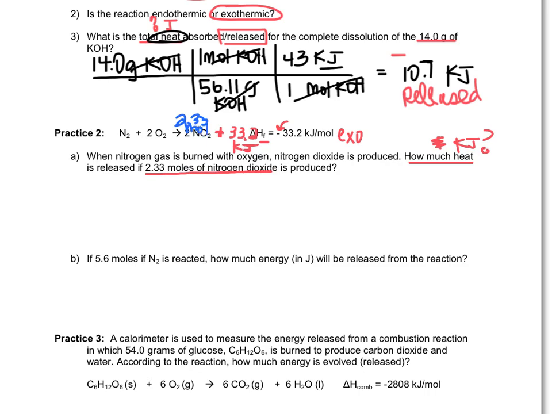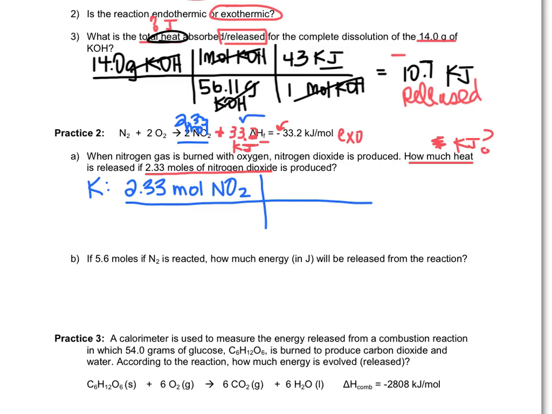And so I'm going to start with that. That's going to be my known. So my known is 2.33 moles of NO2. Now we already had this conversation earlier. If I'm already at moles, I don't need molar mass. So then I can just go straight into stoichiometry. So then I'm going to compare. I've got 2 NO2s for every production of 33.2 kilojoules.